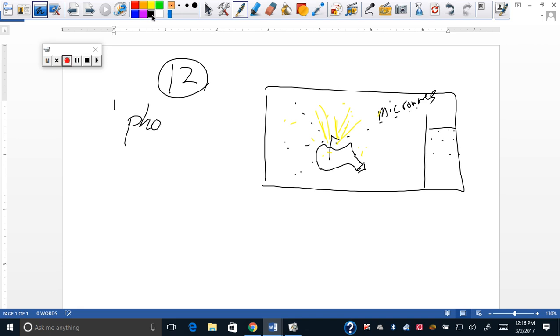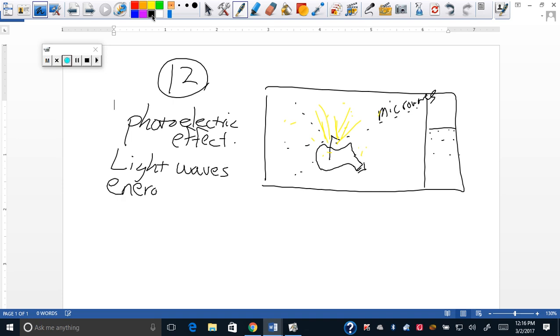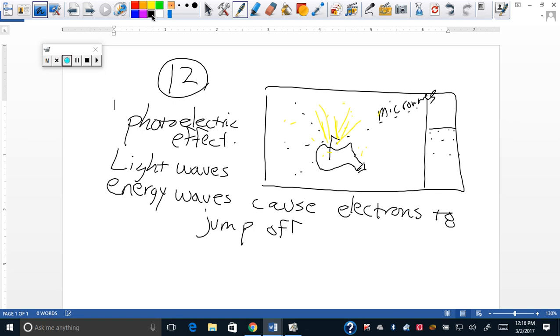So, the photoelectric effect is when light waves, or energy waves, because you can't see microwaves, but maybe super aliens can, okay? Energy waves cause electrons to jump off their atoms. So that can happen when you put broken light bulbs in the microwave. Okay, all right, I'm going to stop this, and I'm going to show you a video of that.